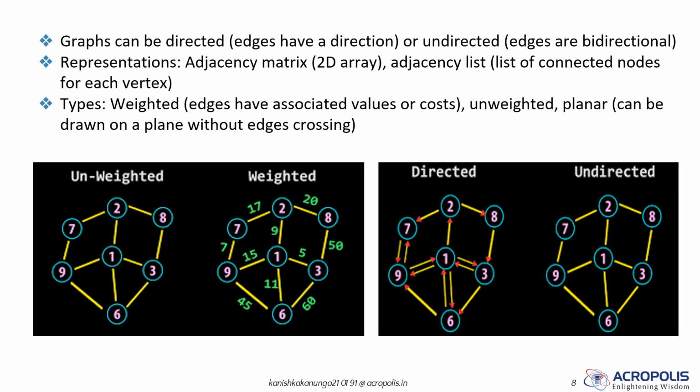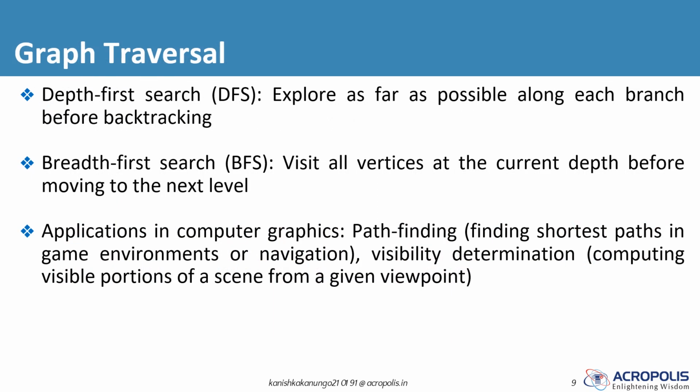So the representation is like an adjacency matrix and an adjacency list. The types are weighted and unweighted, planar, etc. Weighted means there will be a weight attached to each edge. In unweighted, there will be no weight attached to the edges. Okay. And for graph traversal, depth first search explores as far as possible along each branch before backtracking, and breadth first search visits all vertices at the current depth before moving to the next level.